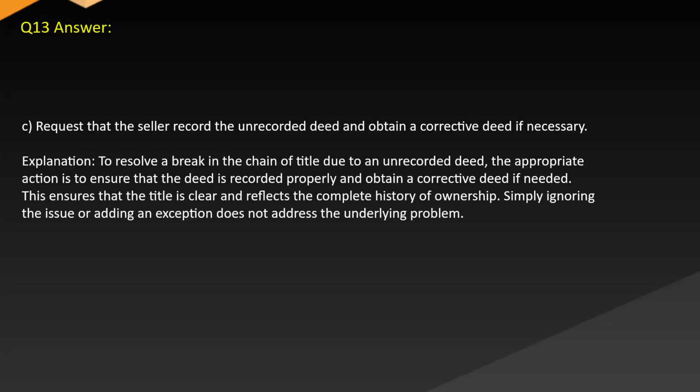Answer. C. Request that the seller record the unrecorded deed and obtain a corrective deed if necessary. Explanation. To resolve a break in the chain of title due to an unrecorded deed, the appropriate action is to ensure that the deed is recorded properly and obtain a corrective deed if needed. This ensures that the title is clear and reflects the complete history of ownership. Simply ignoring the issue or adding an exception does not address the underlying problem.